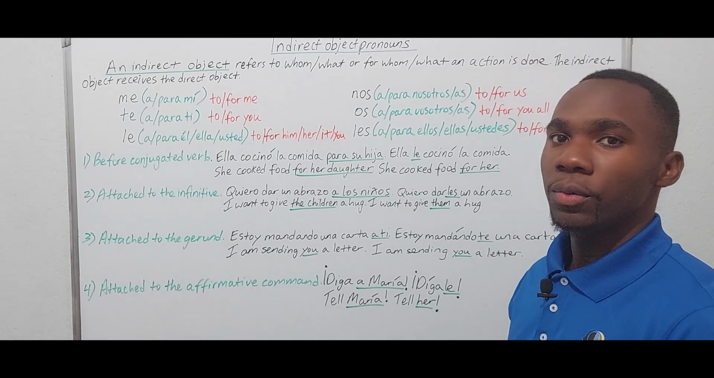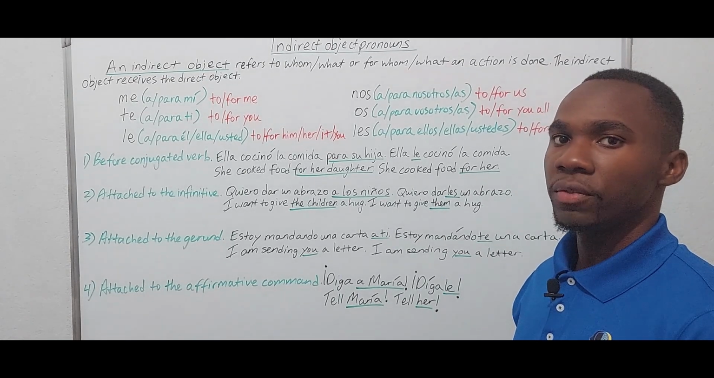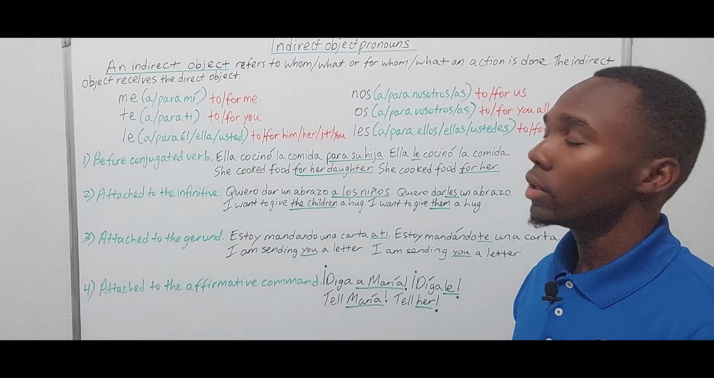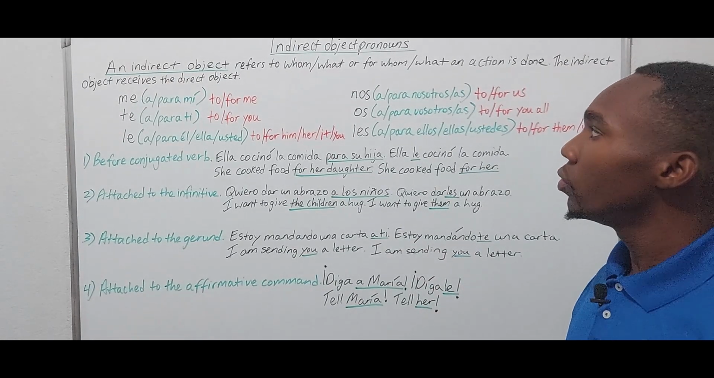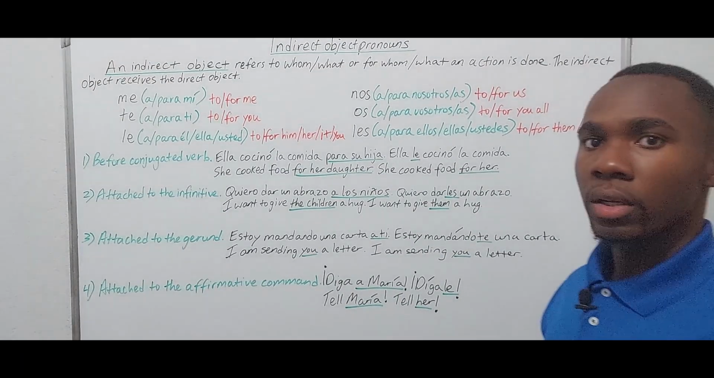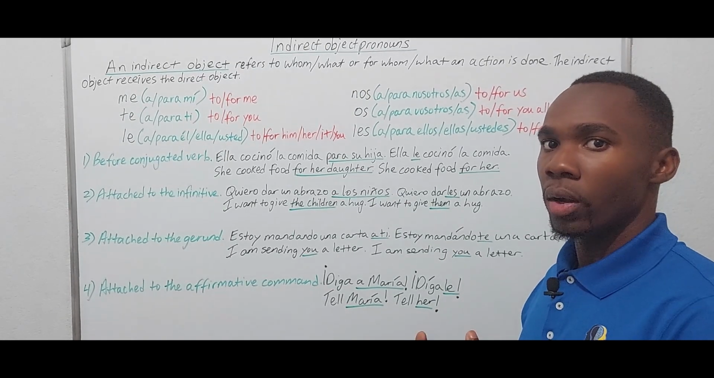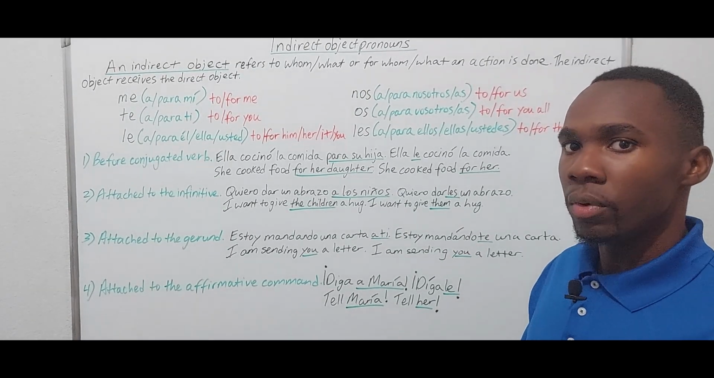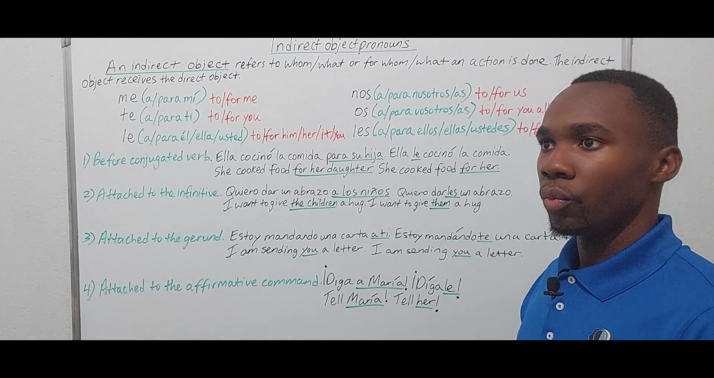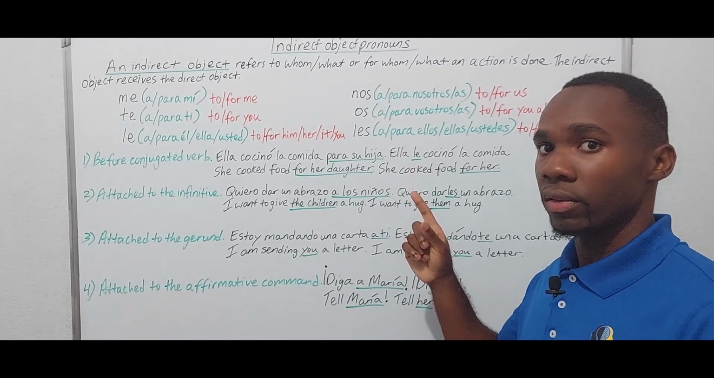Hello. So today we are going to be talking about indirect object pronouns in Spanish. Before we even get into indirect object pronouns, we need to know what is an indirect object. An indirect object refers to whom or what, or for whom or what an action is done. Therefore, the indirect object responds to the question of for whom or what, or to whom or what, right? So in a sentence, we identify the indirect object by asking these questions, okay?